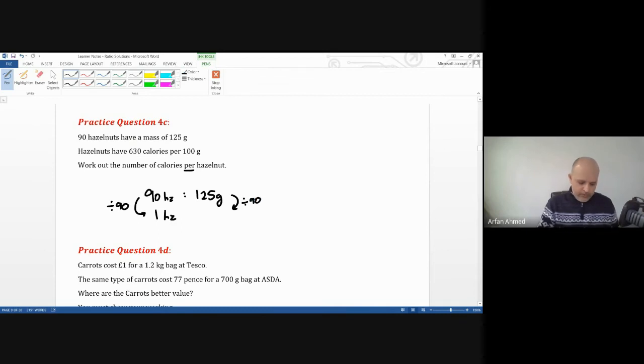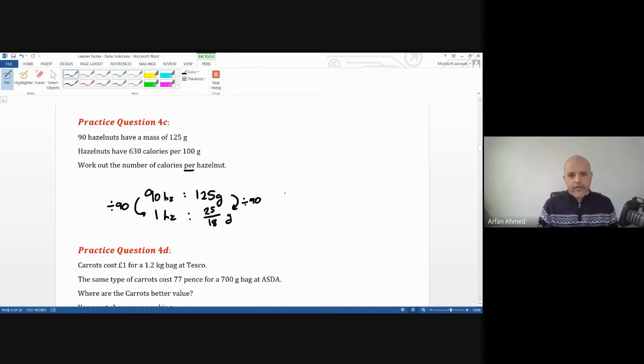So 125 divided by 90. Oh, we get a recurring. Let's do it as a fraction. That's more accurate. So don't write it down as a decimal. You can, but I wouldn't recommend it. Let's do it as a fraction. 25 over 18. It simplified it for you. That's in grams. It's a lot more accurate. Okay, so for 1 hazelnut, that's how many grams it is.